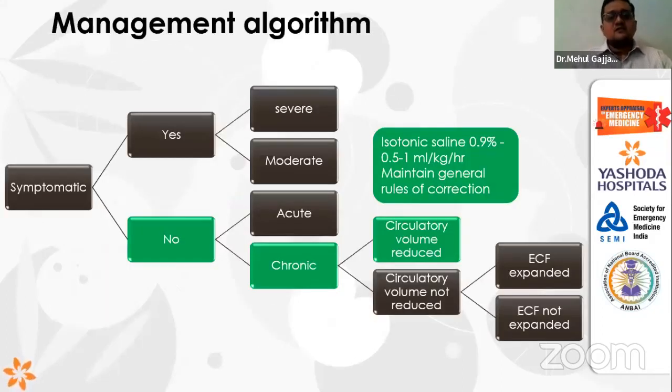The second is chronic hyponatremia, where the patient is asymptomatic. Here you have to assess whether circulatory volume is reduced or not. If circulatory volume is reduced, that is hypovolemia, and there is chronic hyponatremia and there are no symptoms, you have to correct with 0.9% saline or 0.9 NS. The dose is 0.5 to 1 ml per kg per hour, and maintain the general rules of correction of serum sodium level. This is the only condition where 0.9% NS is recommended in treatment of hyponatremia.